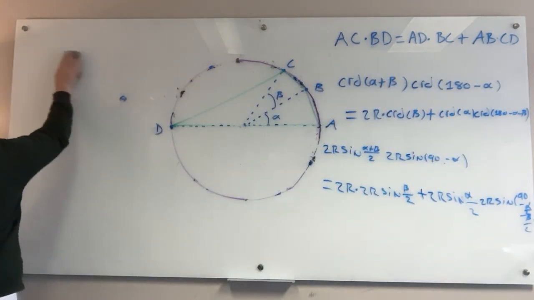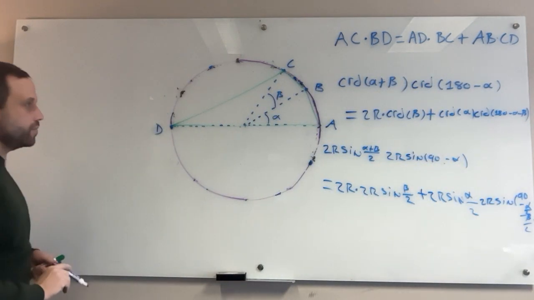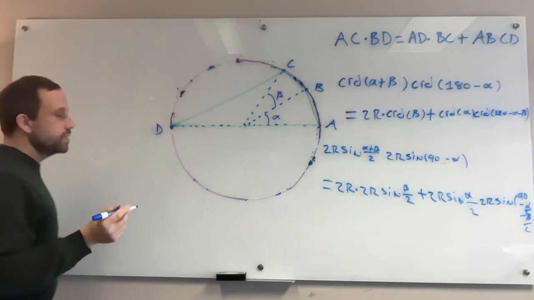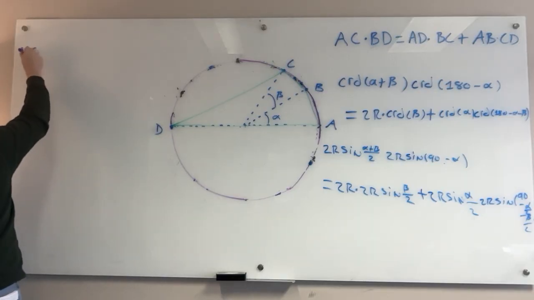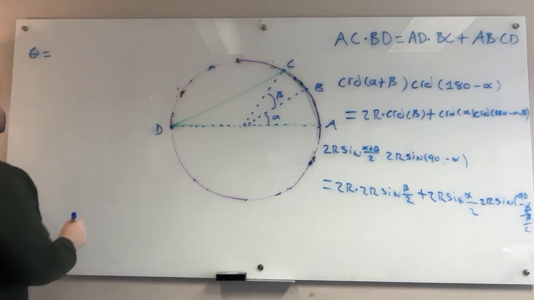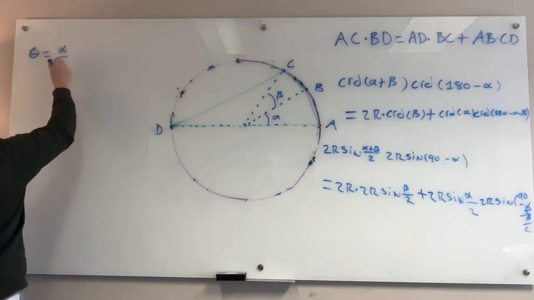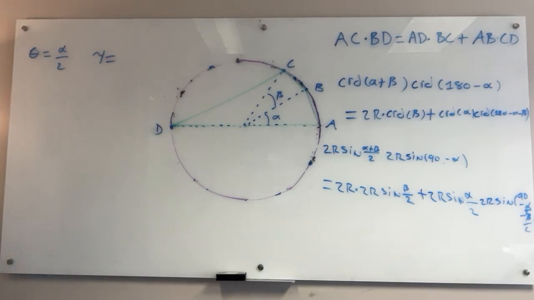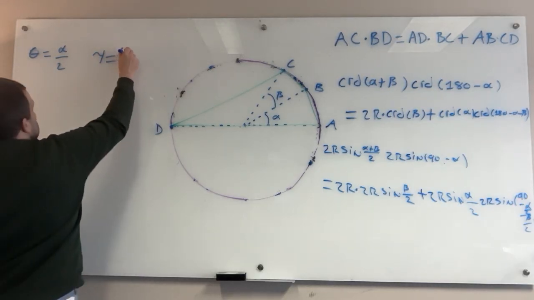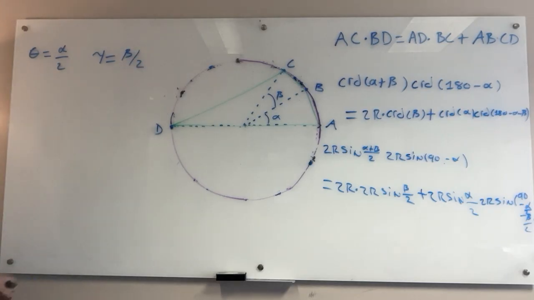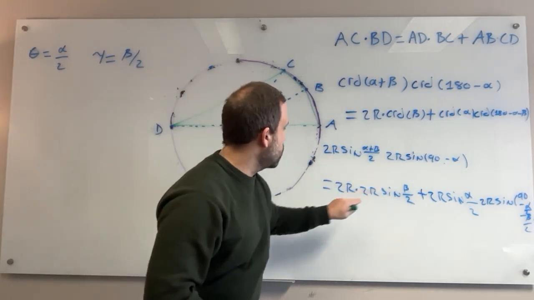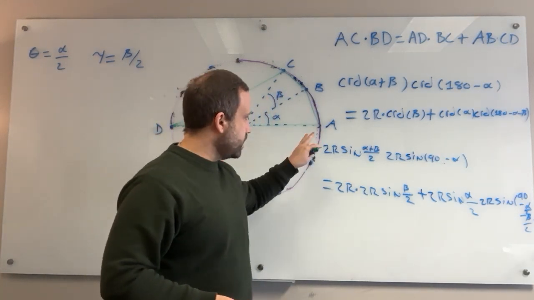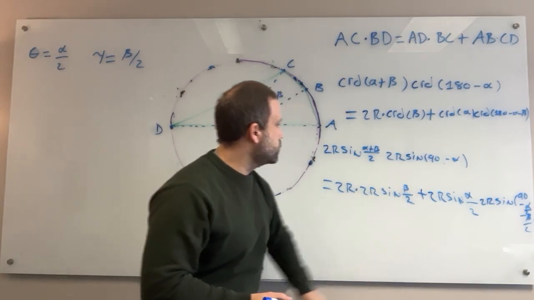Okay. So now I'm going to introduce two new variables. I'm going to say that angle theta is equal to alpha over 2. And I'm going to say that angle gamma is equal to beta over 2. Okay, so what I'm going to do, I'm going to look over here. I notice every single term has a factor of 2r, 2r times 2r or 4r squared. So I can divide by all of those, and I'm going to solve for sine of beta over 2.